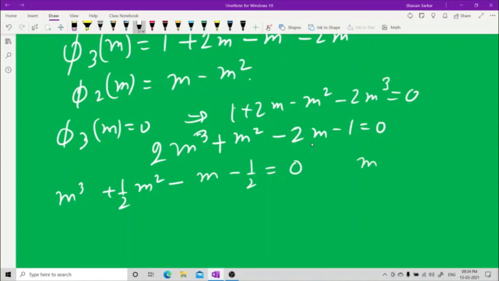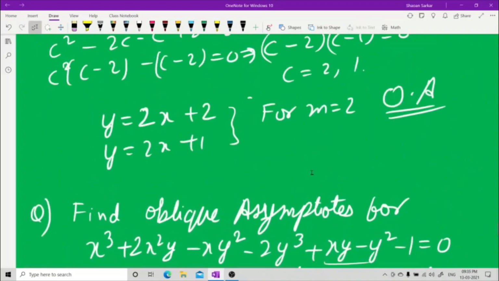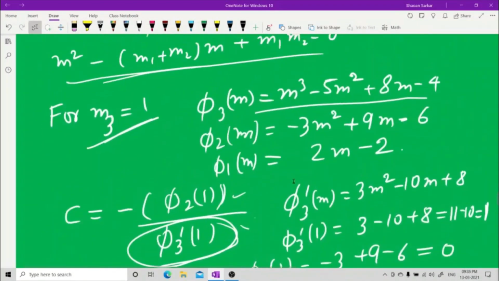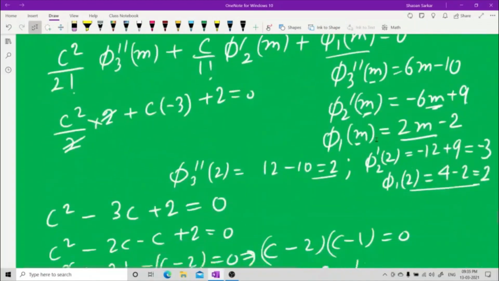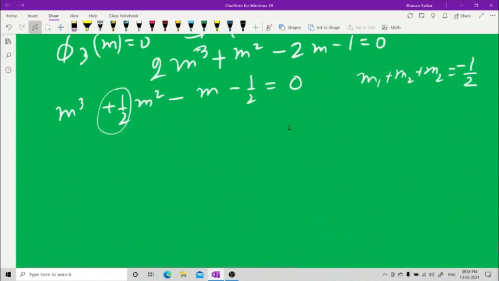Now you see, sum of the roots is equal to how much? Minus half. You have to take the opposite sign, because as per the theory of equations, here is a minus sign, so you take the opposite sign, and for the product there is already a minus sign, so m1 m2 m3 is equal to half.